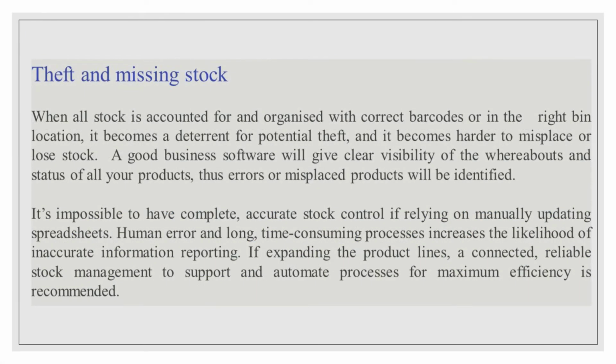It prevents theft and missing stock. When all stock is accounted for and organized with correct barcodes or in the right bin location, it becomes a deterrent for potential theft and it becomes harder to misplace or lose stock. A good business software will give clear visibility of the whereabouts and status of all your products. Thus, errors or misplaced products will be identified easily.